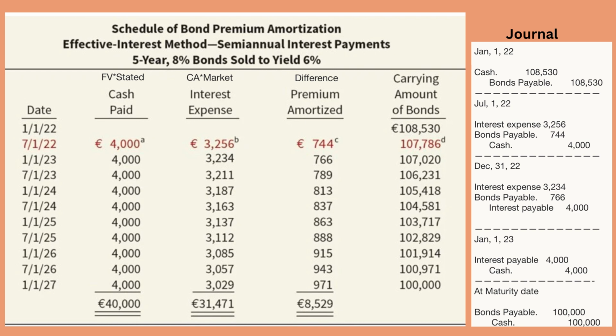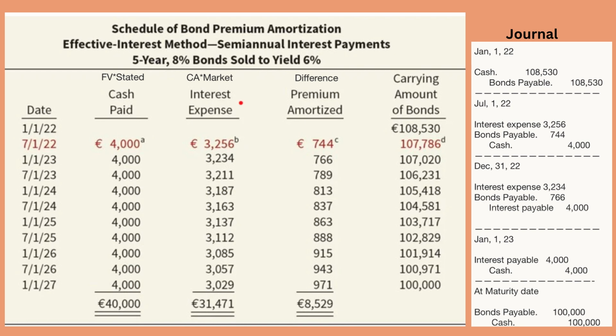Now, how can we calculate the cash paid? Again, it's face value multiplied by the stated rate. The face value is 100,000. The stated rate is 4% because it's semi-annual: 8% divided by 2 is going to be 4%. As you can see, both will not change. Face value will stay 100,000. The stated rate will stay at 4%. So the 4,000 will not change.